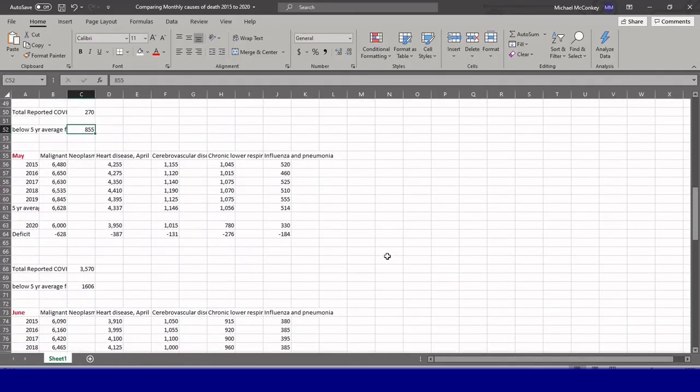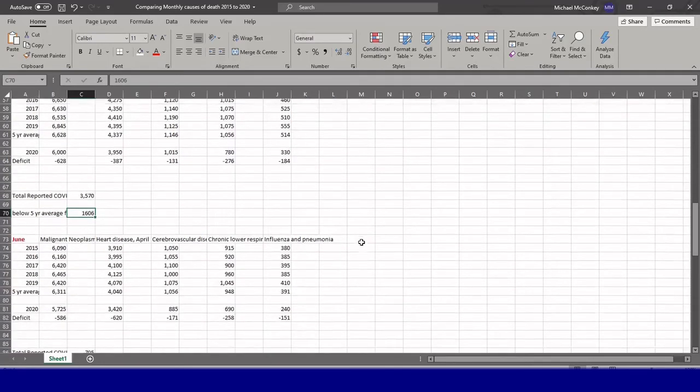May was another month with a lot of deaths, right? So we had 3,570, but even then the deficit was 1,606. So we're still looking at over a third being covered by the deficit.